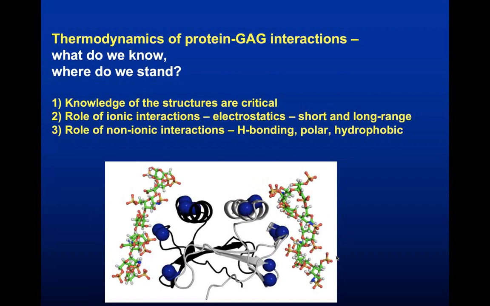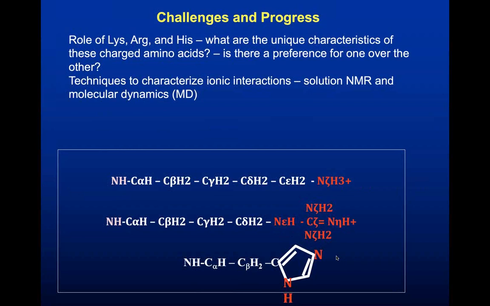Okay, so I already alluded to this: the role of ionic interactions. The ionic interactions could be short range or long range by their very nature, and so we'll talk about that in the case of lysines and arginines, and I will also give examples of the non-ionic interactions, how much they could contribute, and what exactly dictates these interactions, and so on and so forth.